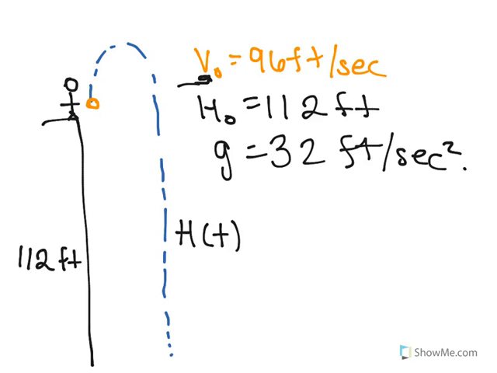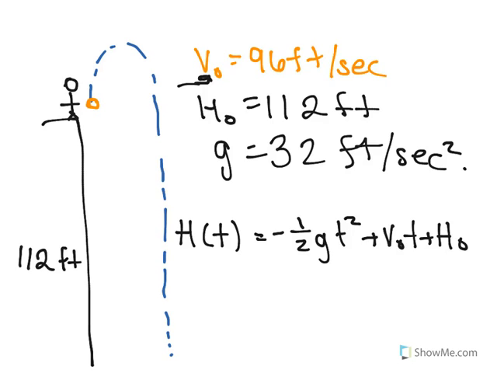And so, as you might recall, our position function is negative a half g times t squared plus v naught times t plus h naught. That's the formula for where the ball is at a given time. So let's answer a couple of questions.